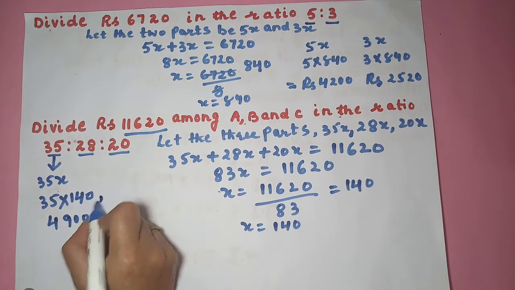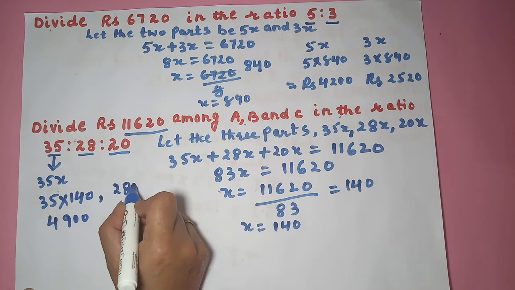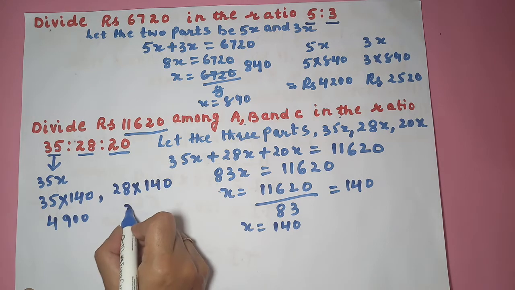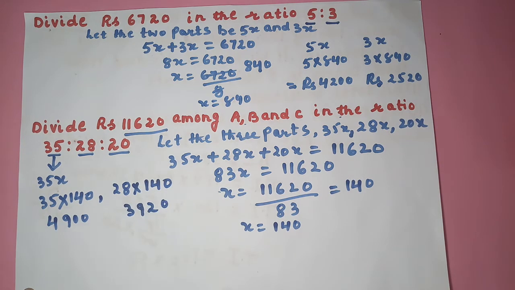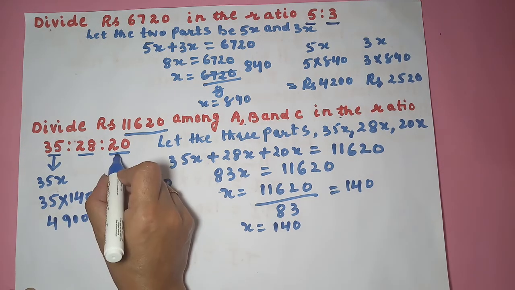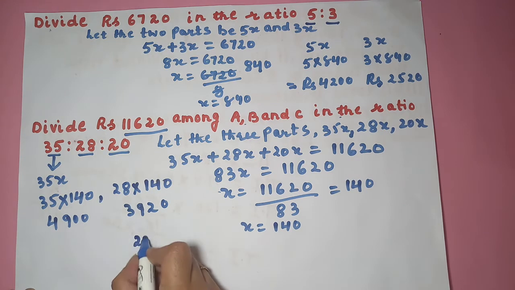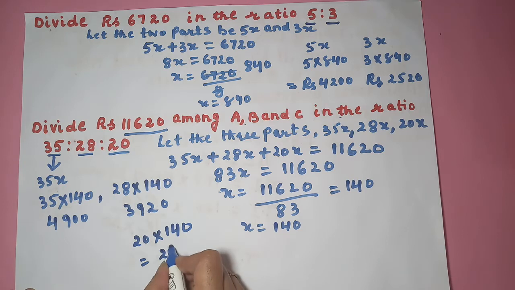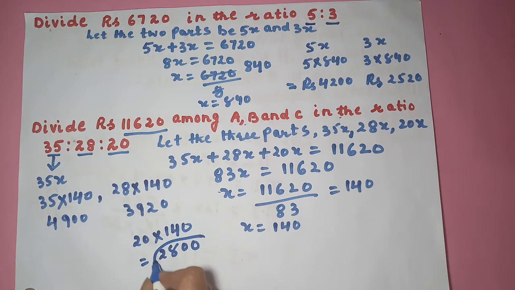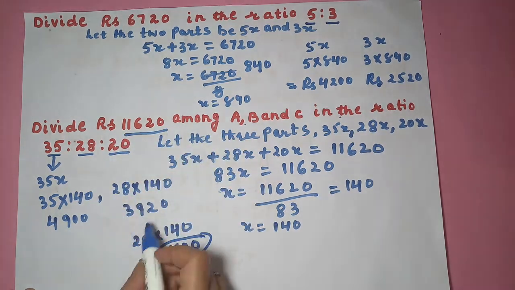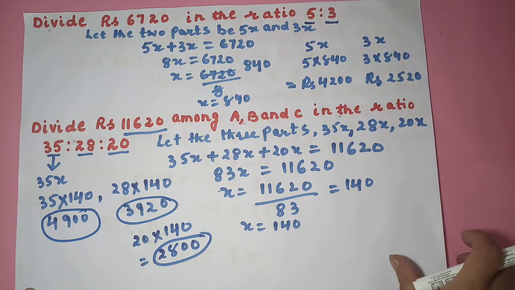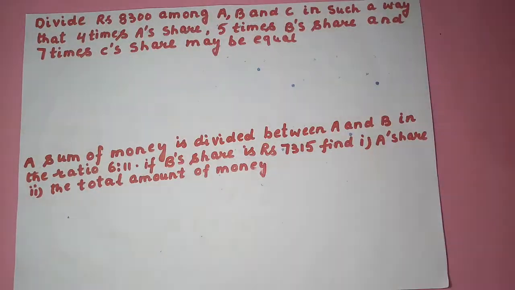4900. Another part is 28 into x, which is 140. How much is that? 3920. And the third part is 20 into 140. How much is that? 2800. So you have divided 11620 into these three parts. Right? Let's go to another question.